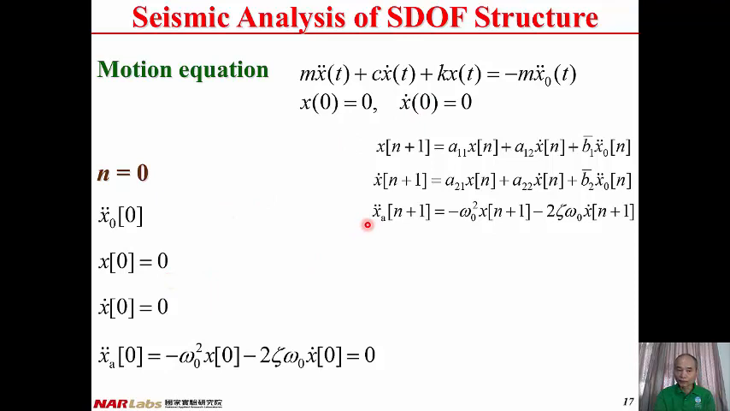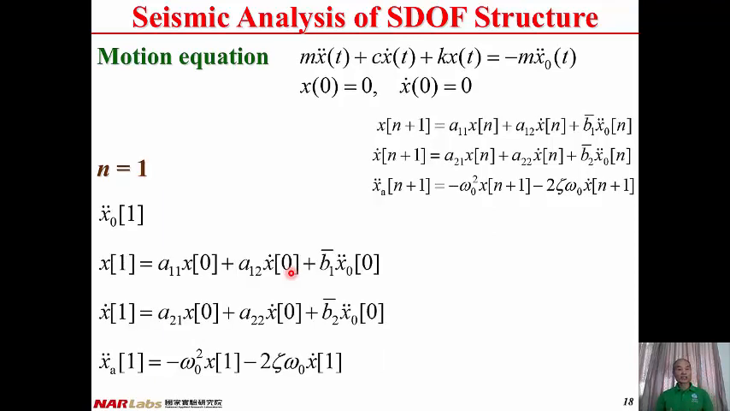And from the third equation, we have the absolute acceleration xa double dot at step 0 equals minus omega 0 squared times the relative displacement at step 0, minus 2 zeta omega 0 times the relative velocity x dot of 0. Because of zero initial conditions, x of 0 equals 0, x dot of 0 equals 0. Therefore, we have xa double dot of 0 equal to 0. So far, we have all the information at step 0.